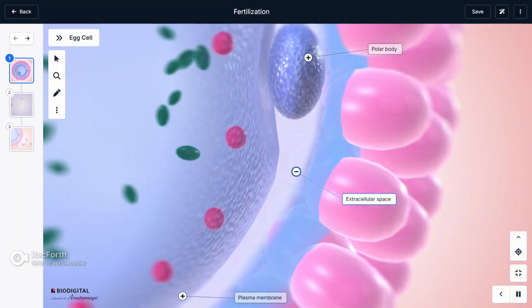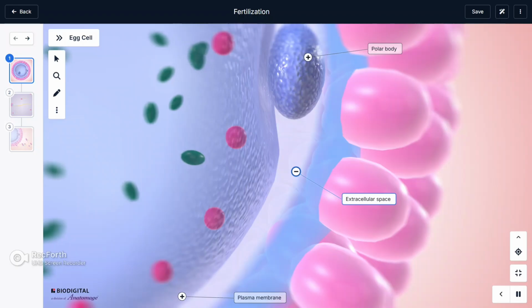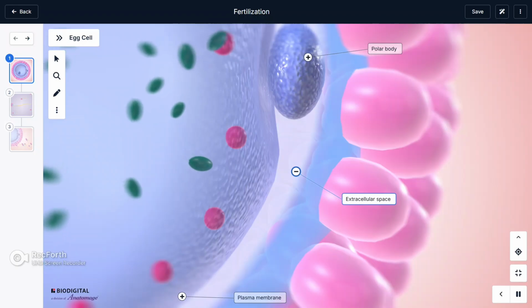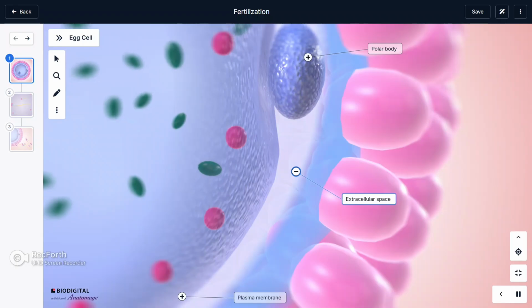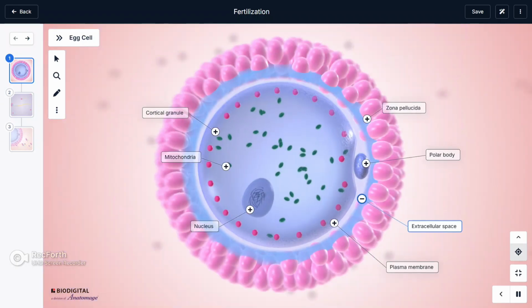And this is the extracellular space here. In the context of the egg, this specifically refers to the perivitelline space, or the narrow gap between the plasma membrane and the zona pellucida. And this space is where the polar bodies are housed and where the cortical granules release their contents.